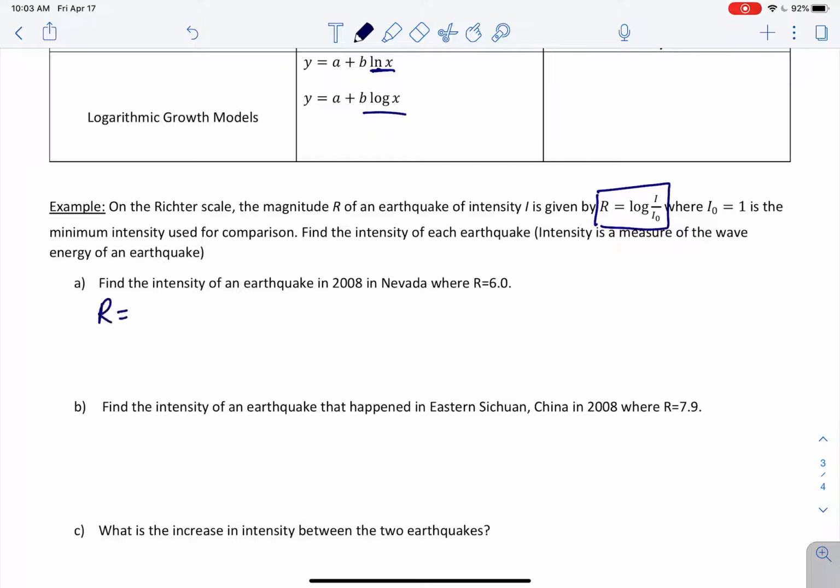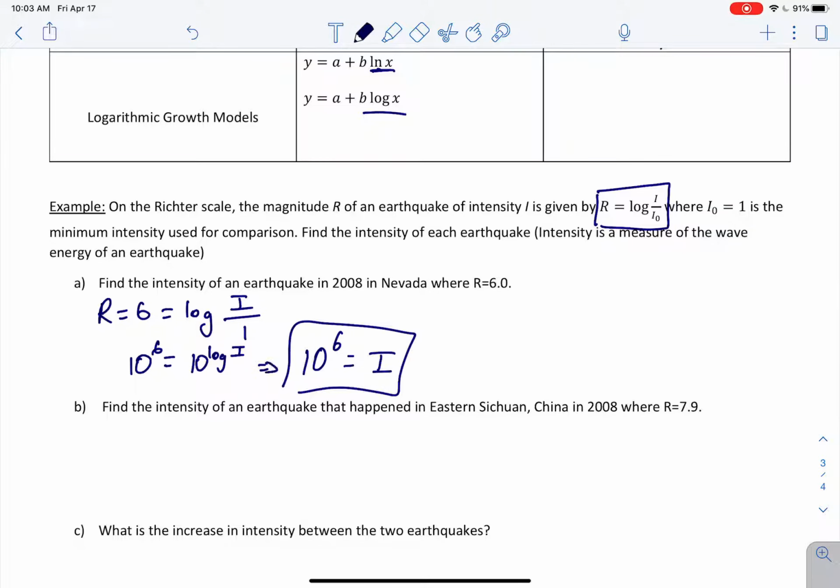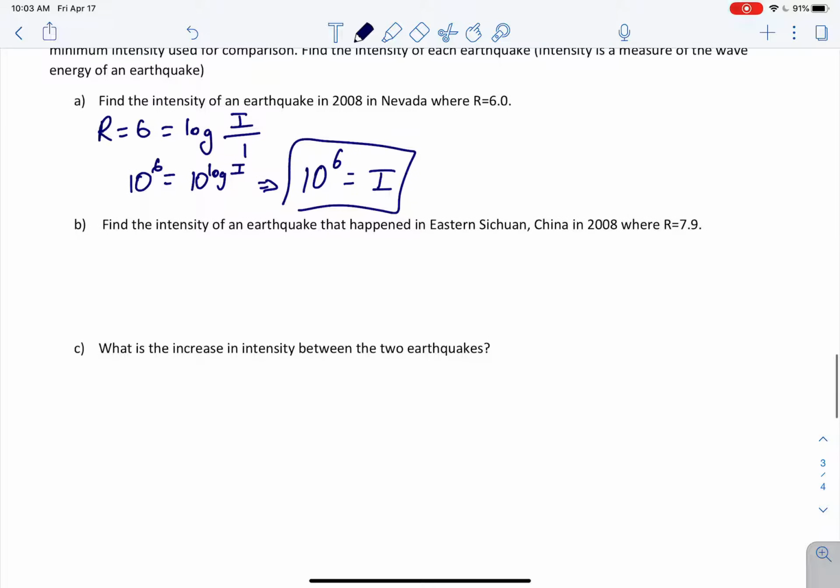We know R is 6, and it's log of I divided by 1, the I0. And so if I raise both sides by 10, we get 10 to the log I, which is 10 to the 6 equals I. And so that's how this Richter scale works. It's really just powers of 10 as magnitudes, because 10 to the 0 would be where that 1 is, and then you're comparing magnitudes of 10 after that.